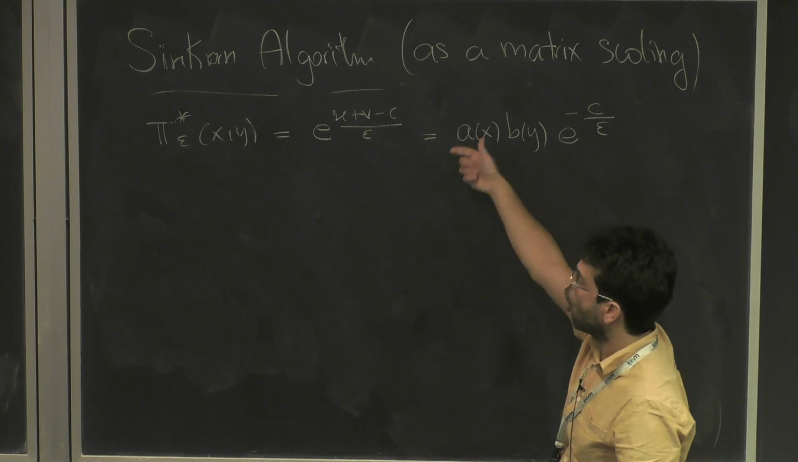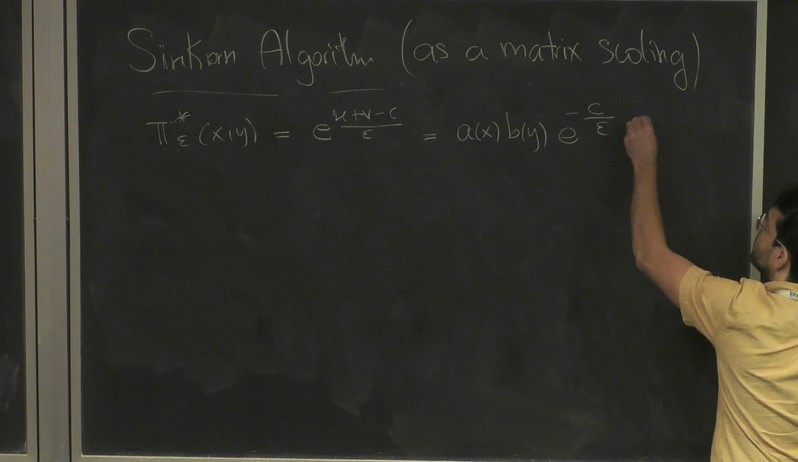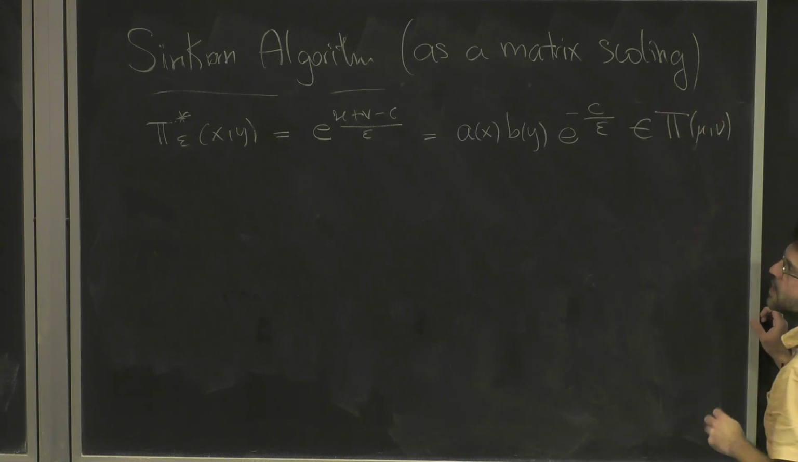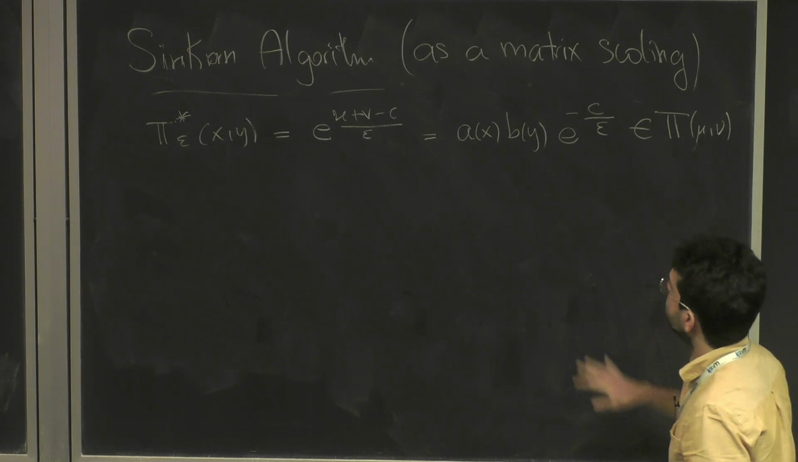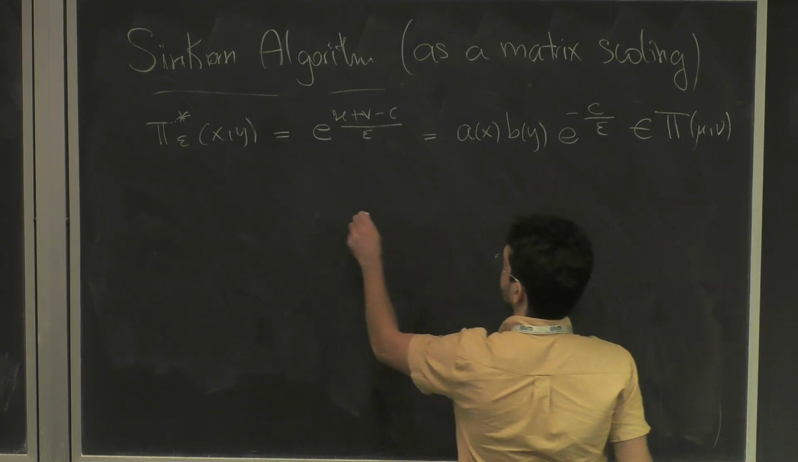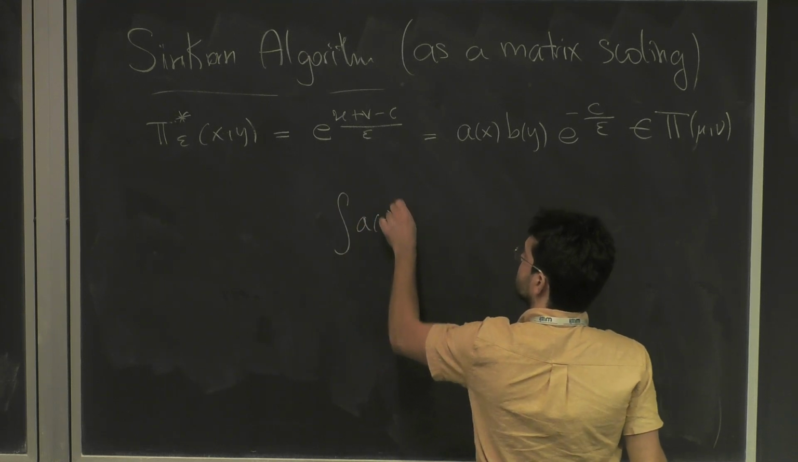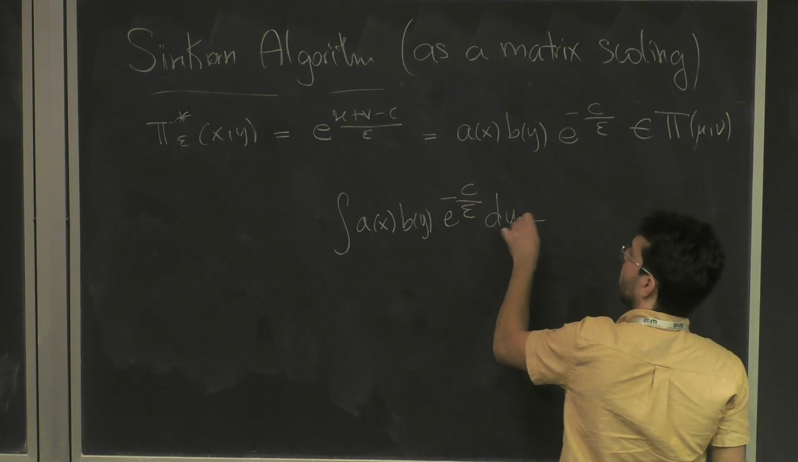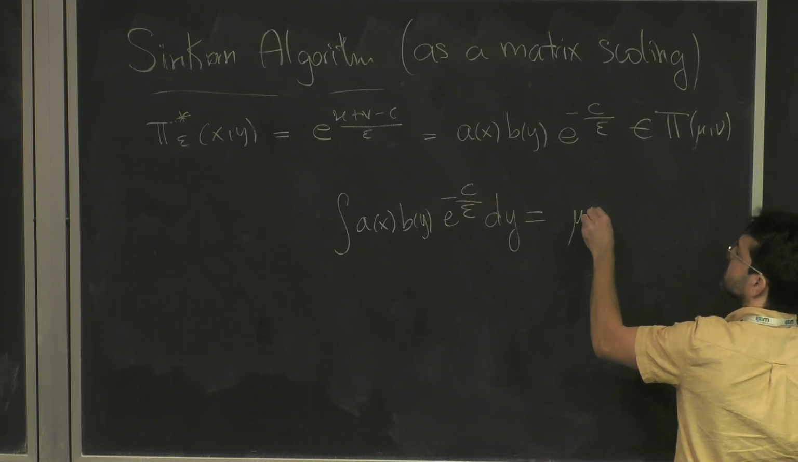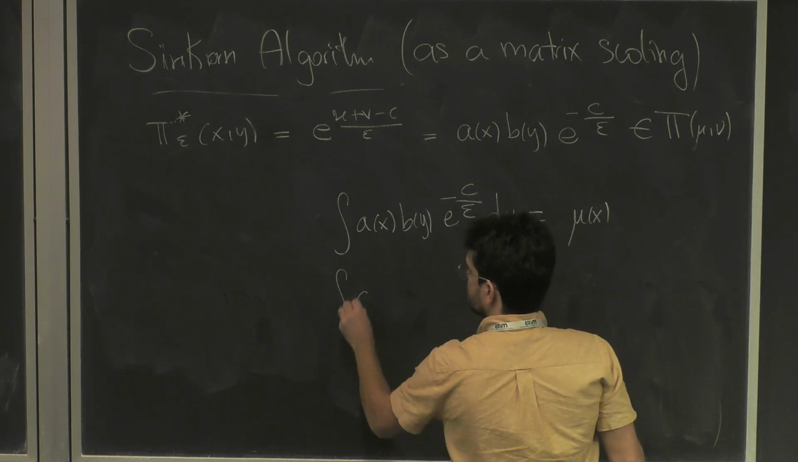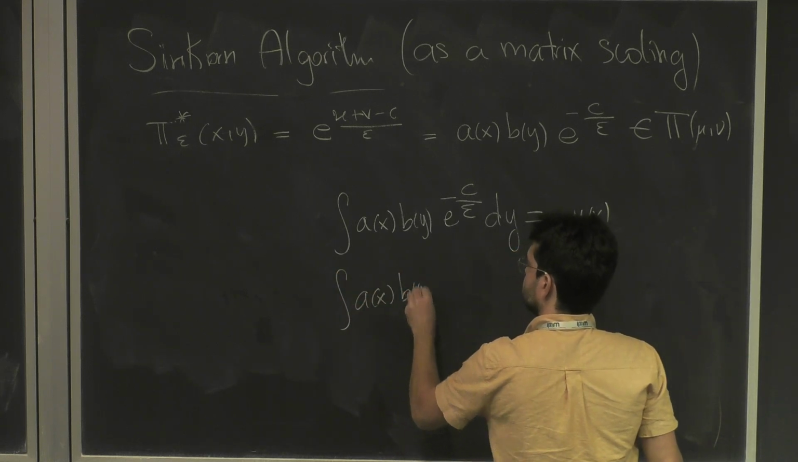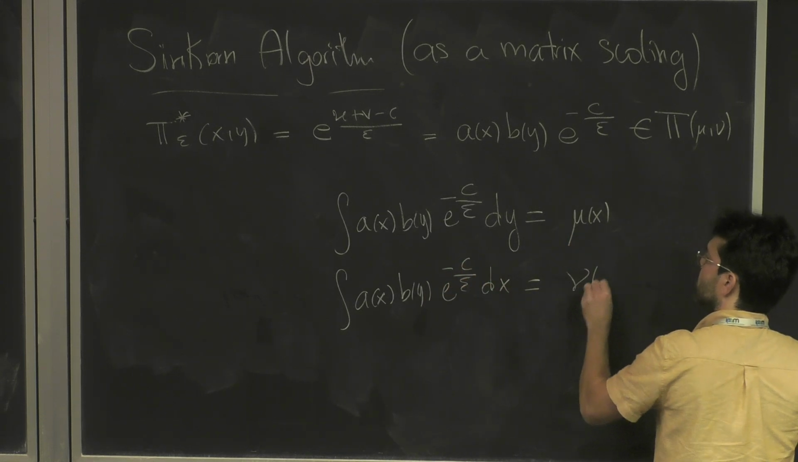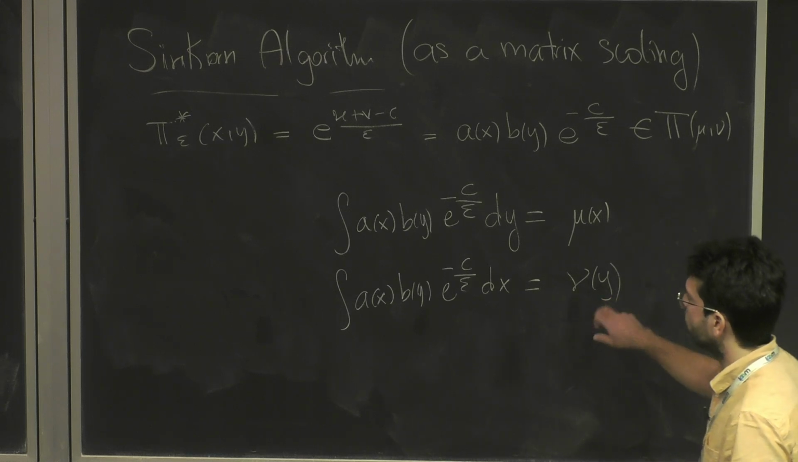We know this is the optimal solution of the entropic regularization, so in particular it belongs to the set of couplings. We use this definition and take into account this shape. So a of x, b of y, exponential of minus c over epsilon, integrating dy, is going to be mu of x. And if I integrate the same with respect to x, this is going to be nu of y.